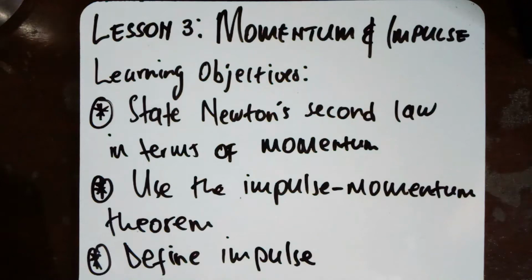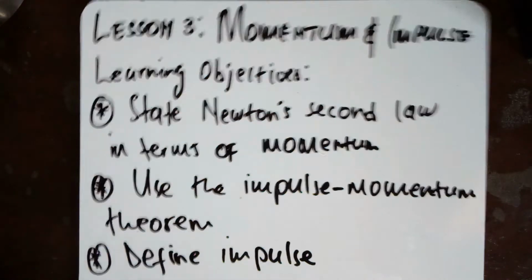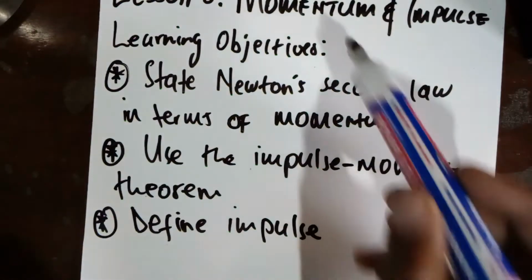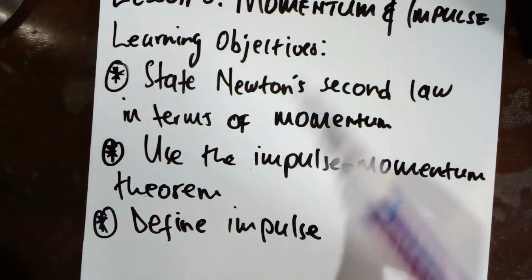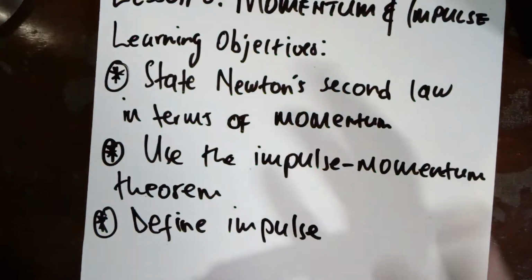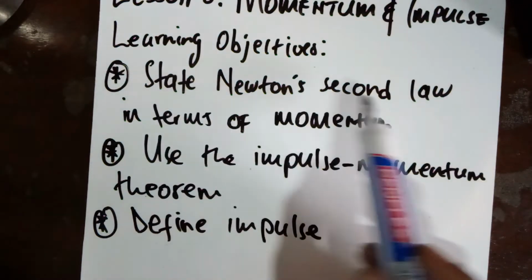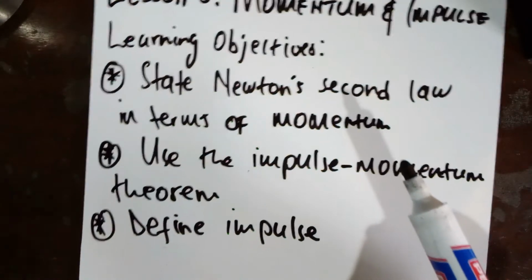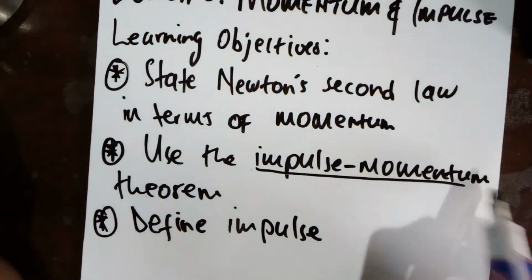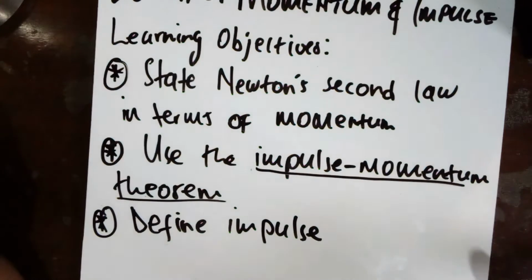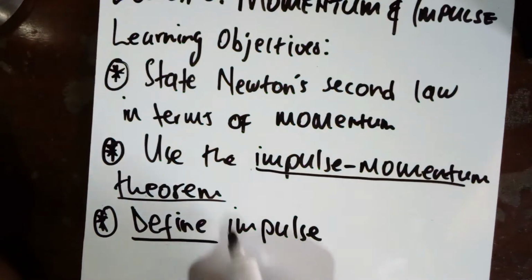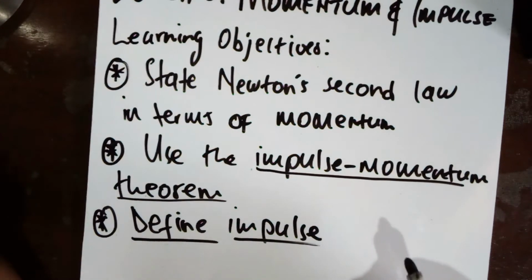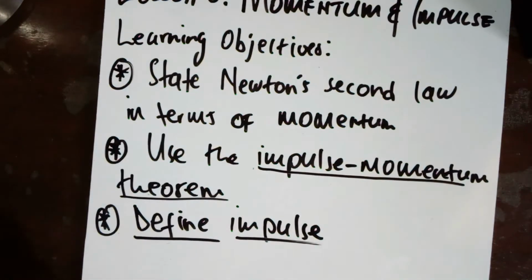Welcome to lesson 3 of our revision course, and in this lesson we are going to be talking about momentum and impulse. I'm just going to rush through our learning objectives. By the end of this video you should be able to do a number of things. You should be able to state Newton's second law in terms of momentum, use the impulse-momentum theorem in calculations, and define the term impulse. All of this will be explained in the video.